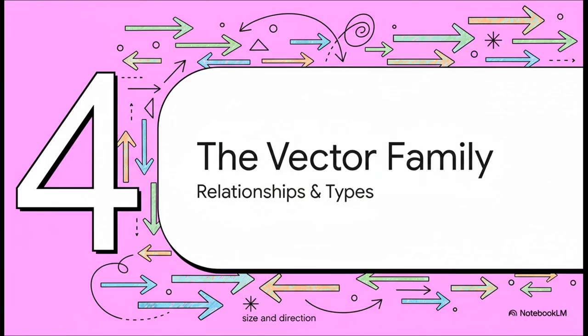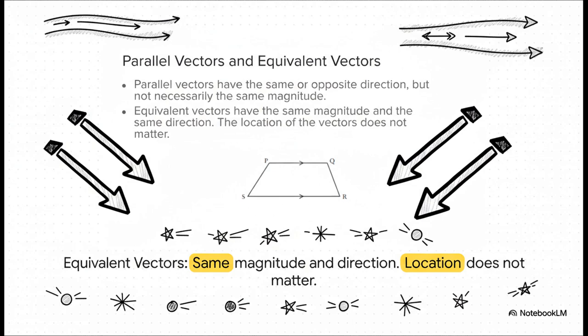Now this is where it starts to get really interesting. Once you have a bunch of these vectors floating around, you can start to see how they relate to one another. They kind of have their own little family relationships, all based on their size and direction. First up, you've got equivalent vectors. Think of these as identical twins. They have the exact same length and point in the exact same direction. Now, the really important thing here is that it doesn't matter where they are. One could be here, one could be way over there. If their length and direction match up, we consider them equal.